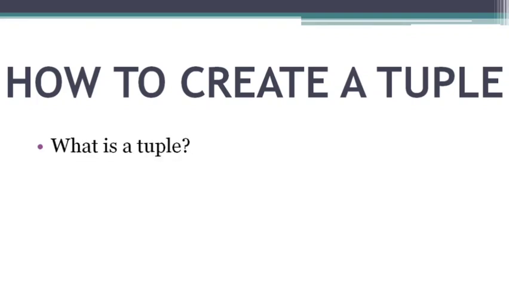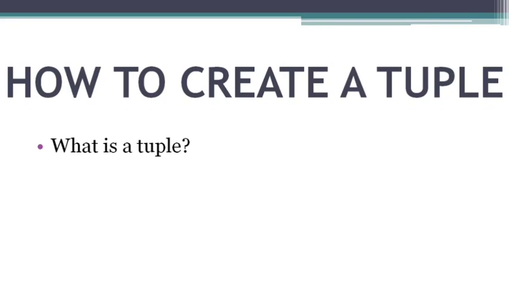A tuple is one of the 4 built-in data types in Python, which we use to store data in the form of collections. A tuple is ordered and it is unchangeable. When I say that tuples are ordered, it means that the items have a specific order and that order does not change whatsoever. And unchangeable means that you cannot add or remove items after the tuple has been created.